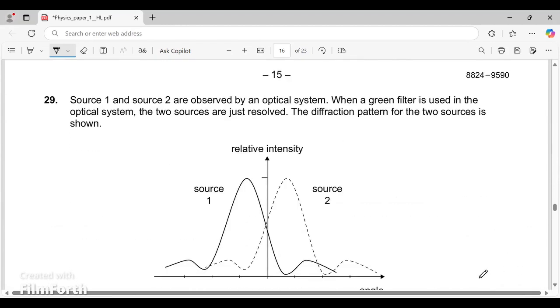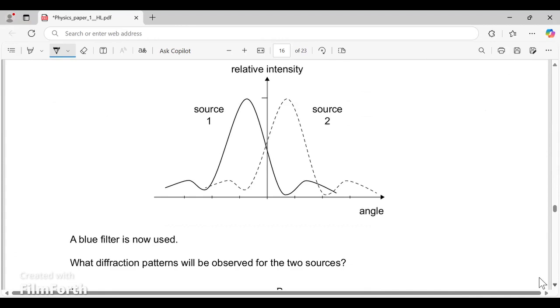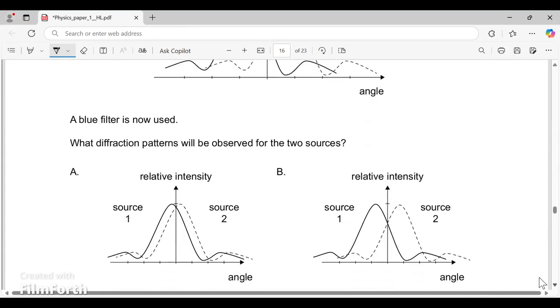Source 1 and source 2 are observed by an optical system. When a green filter is used in the optical system, the two sources are just resolved. The diffraction pattern for the two sources is shown on this diagram. A blue filter is now used. What diffraction patterns will be observed for the two sources?